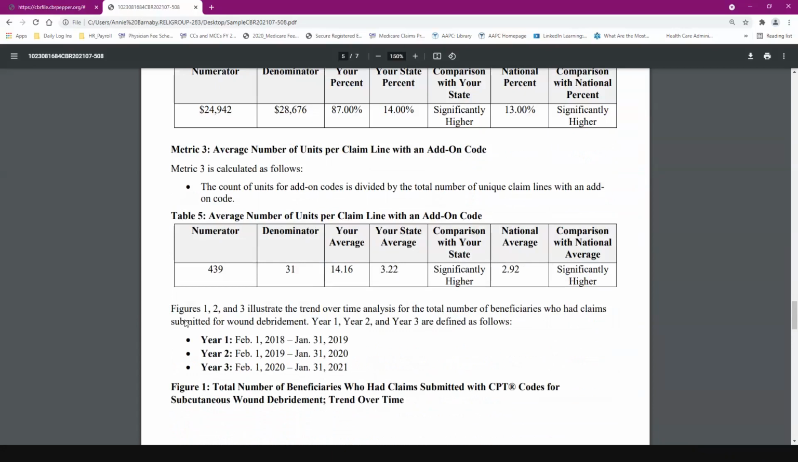This provider's average was 14.16. And again, with the comparison to the relatively low state and national averages, we can see that this provider had an outcome of significantly higher for both comparisons for this metric.